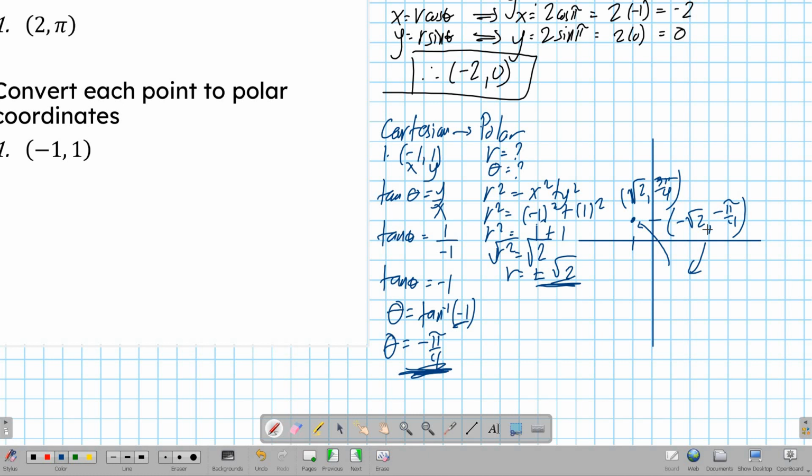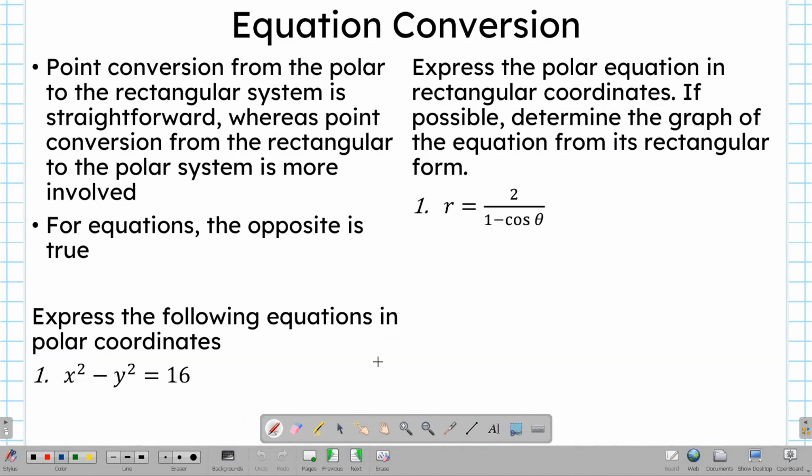And if we can convert points, we can also convert equations. So we're just going to use the same formulas. Let's write them down here. x is equal to r cosine theta, y is equal to r sine theta, tangent theta is equal to y over x, and r squared is equal to x squared plus y squared. We just use these to express an equation this time from one form to another.